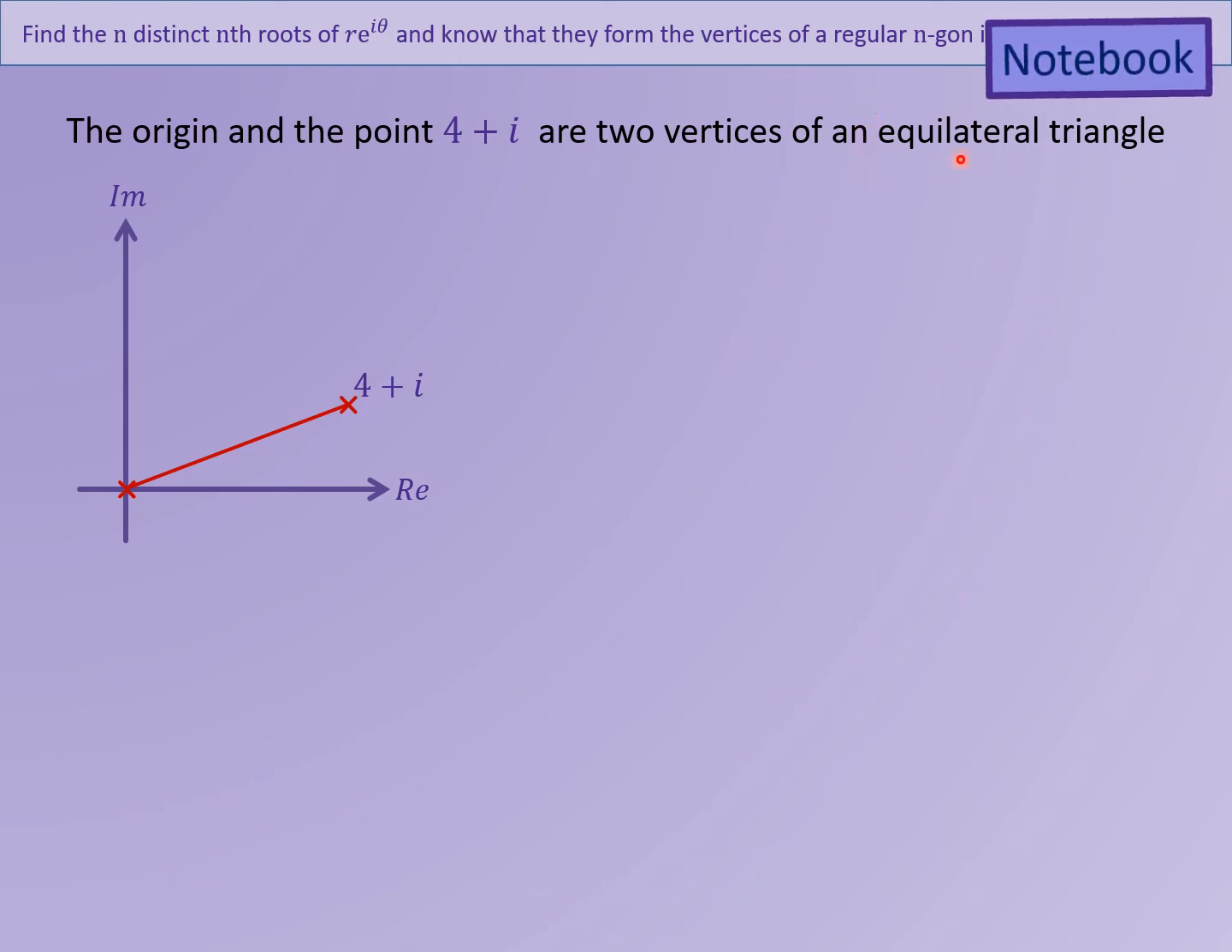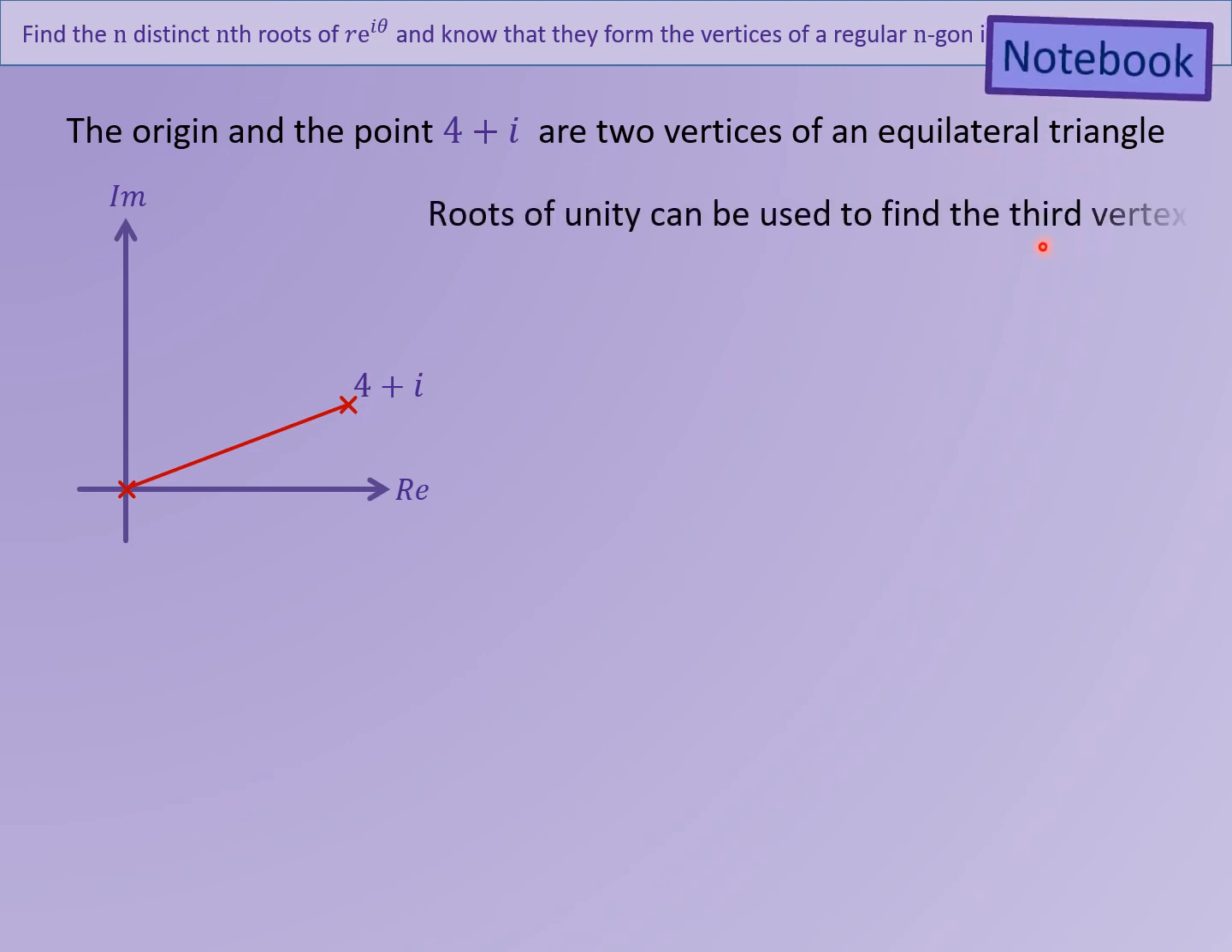If you see those words coming up with these types of questions, you should be thinking, oh, that's to do with roots of unity because it's to do with a regular polygon. In this case, a regular 3-sided polygon. So the roots of unity can be used to find that third vertex. It's going to be up here somewhere. There's 2 of them. There's the third one. There's my regular polygon.